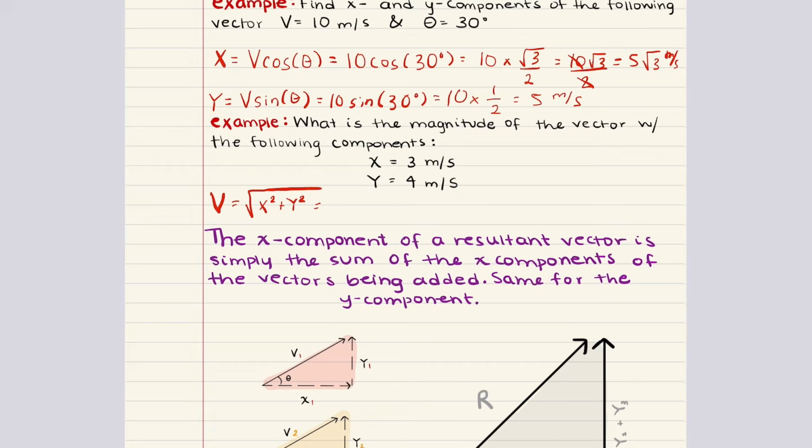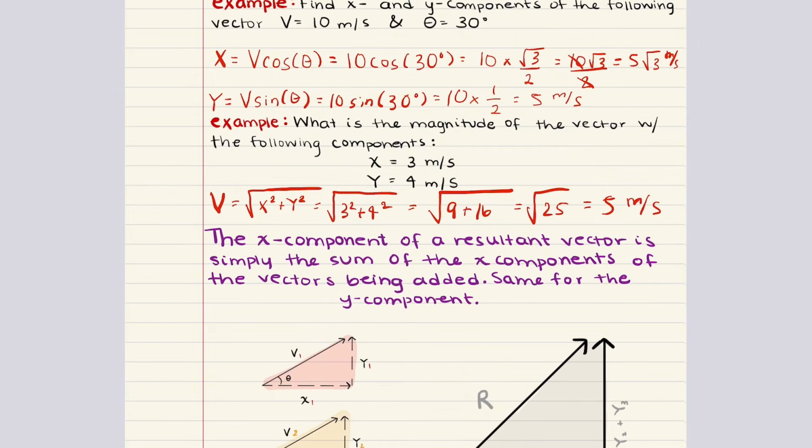And we're given the value for x and y, so we're just going to go ahead and plug it in. It's going to be the square root of 3 squared plus 4 squared. Now, 3 squared is equal to 9, that's 3 times 3, and 4 squared is equal to 4 times 4, which is 16. So what we have inside this square root is 9 plus 16, which is equal to 25. Now the square root of 25 is equal to 5, and the magnitude of our vector is 5 meters per second.